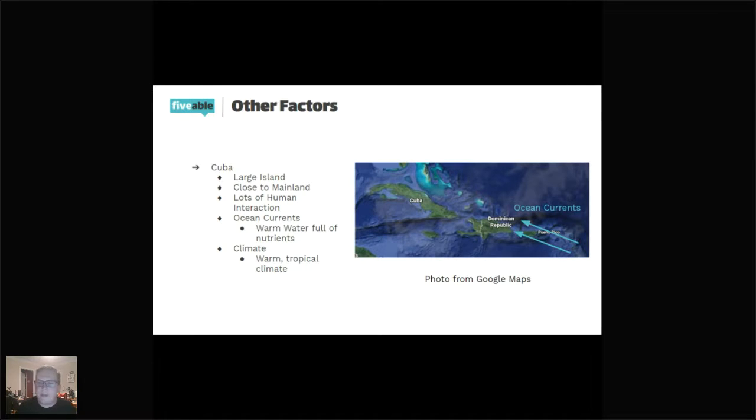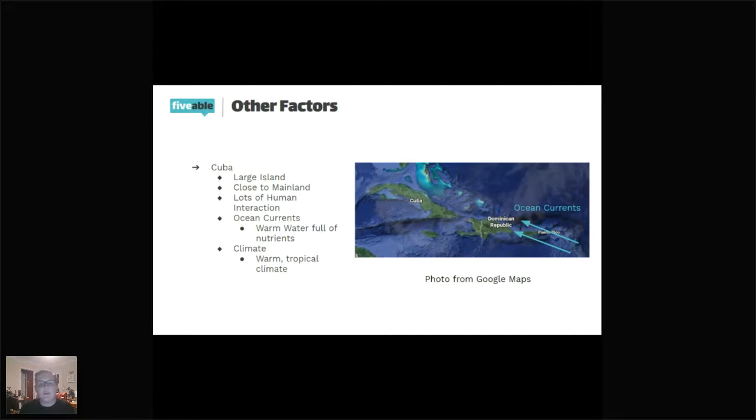So we have that. Cuba and the Dominican Republic and these islands here are being pumped with warm water full of nutrients. That's supporting their aquatic biodiversity. We also have a nice warm temperate climate here, much similar to that of a rainforest. So that's also boosting it up.